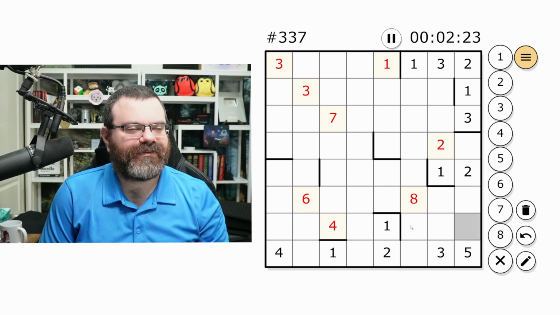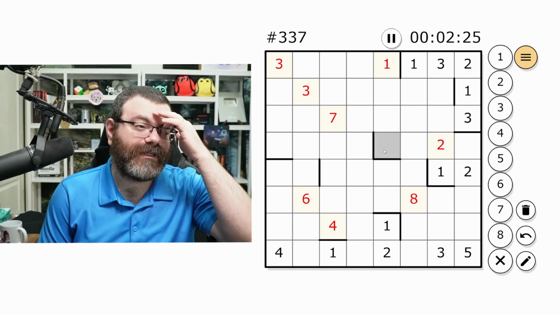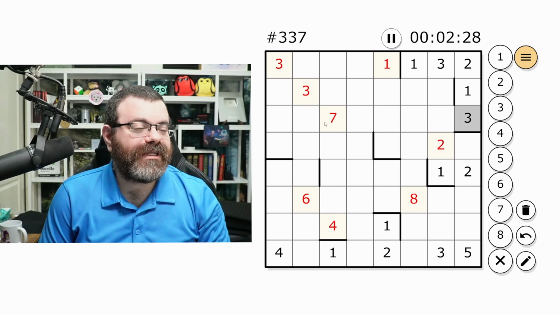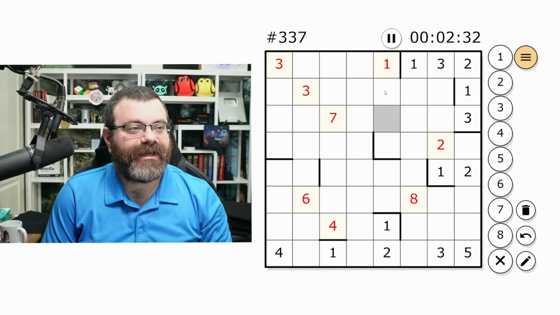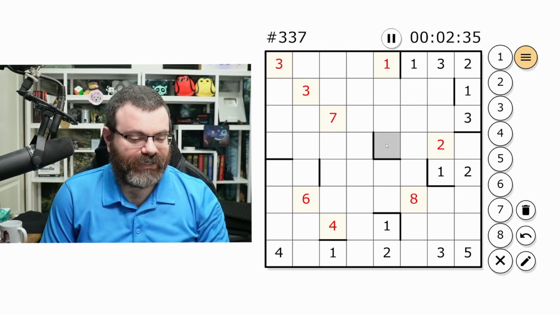What else do I have here? 1, 2. Okay, looking for more. I'm wondering if this 3 did anything. We have a lot of 3s. Yeah, so here, this column needs a 3. Can't be here or here. We have these 3s. So the 3 ends up there.